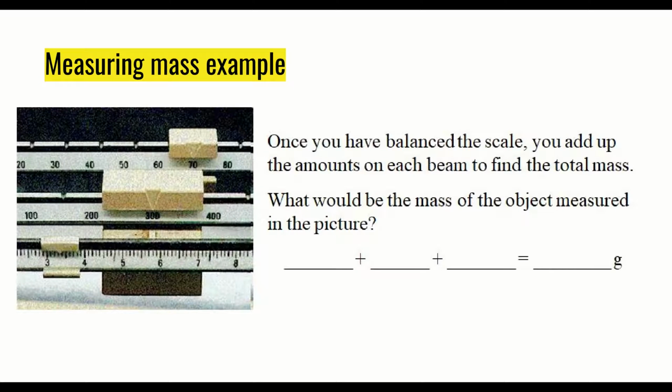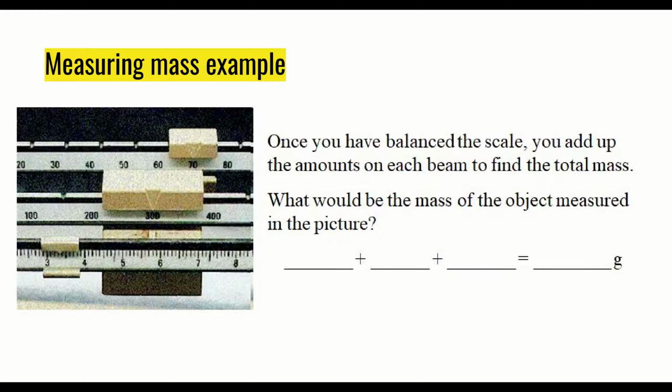Okay, so let's do an example. We have a zoomed in version here of our scale. So these are our sliders. There's 3 different sizes of them, all of them representing some amount of grams. Once you have balanced the scale, you add up the amounts of each beam to find the total mass. What would the mass of the object measured in the picture be? We don't know what the object is, but we can see these different numbers.